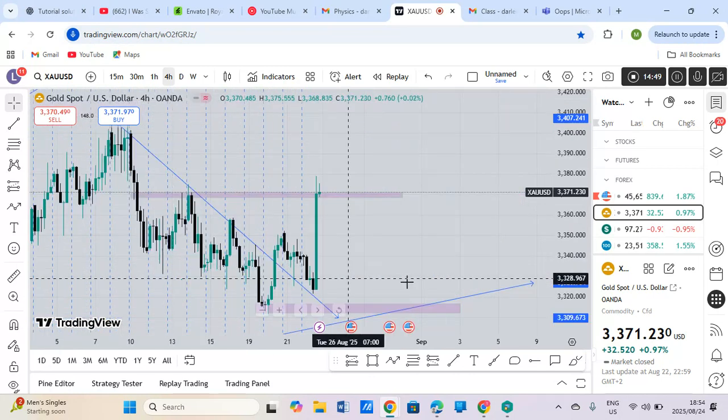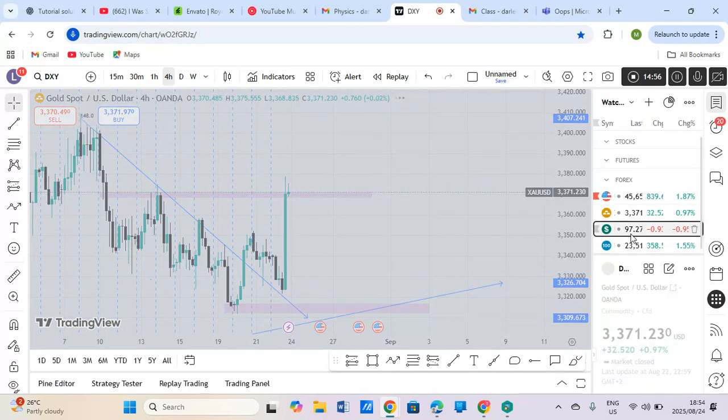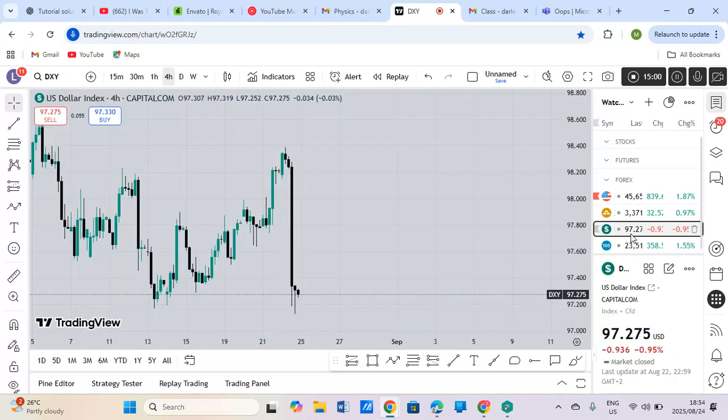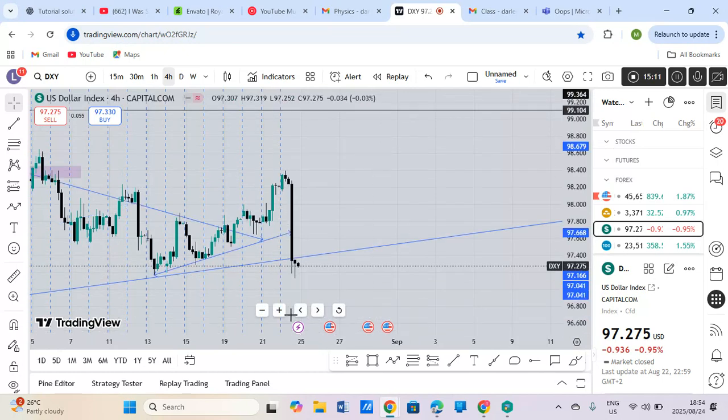So another one, I'm going to go to USDT. Before I go to USDT, I have to confirm with you, because you know the inverse correlation between the dollar and gold. Yes, you know that when the dollar goes up, gold goes down. So there is an inverse correlation in these two pairs.